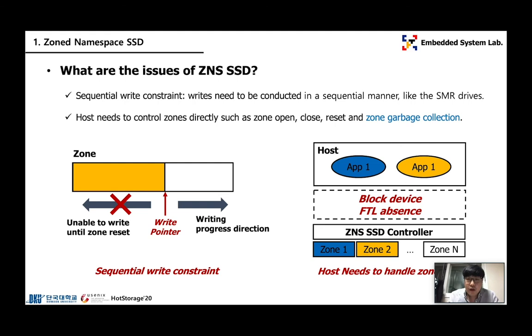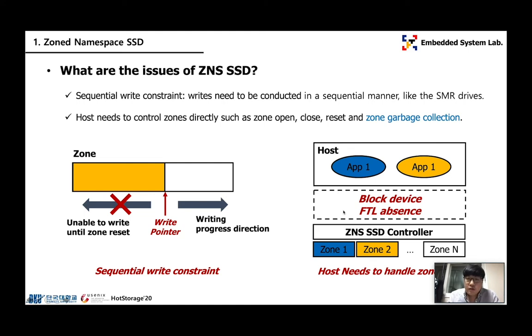However, as you know, if there is a bright side, there is a dark side as well. ZNS has two critical issues. One is the sequential write constraint, and the other is the zone garbage collection overhead. Sequential write constraint means that writing in a zone needs to be conducted in a sequential manner, like the LSM device. Therefore, we need to reconsider the conventional I/O scheduling and caching mechanism.